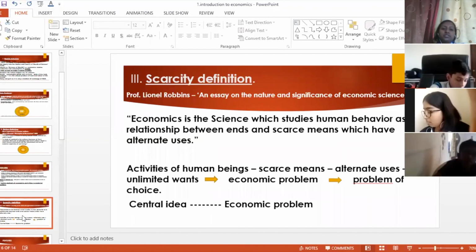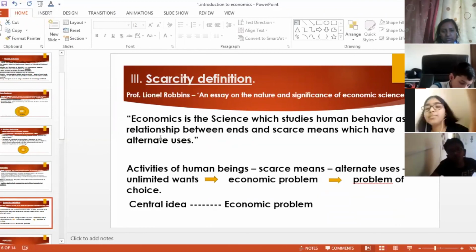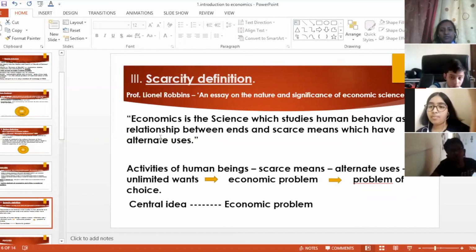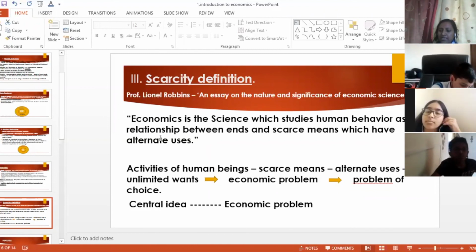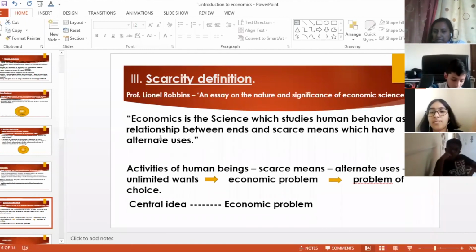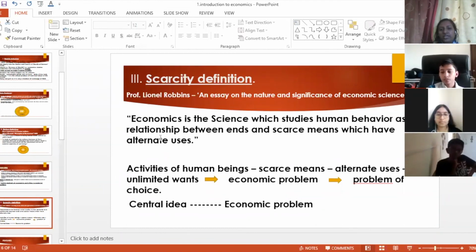Okay, published in 1932. Written down? Yes, ma'am. Now he defines economics as the science which studies human behavior as a relationship between ends and scarce means which have alternate uses. Okay, this means he studies those resources which are scarce for us and they have alternate uses.